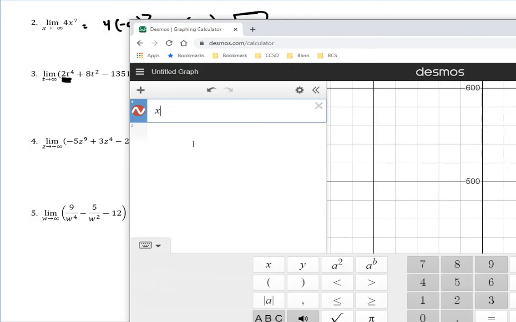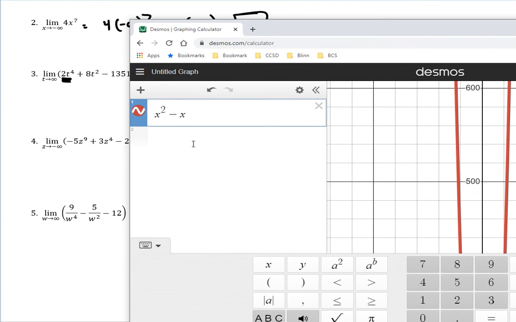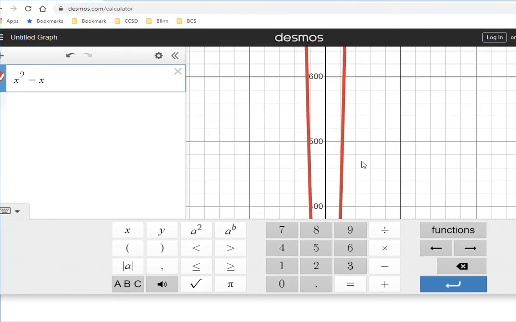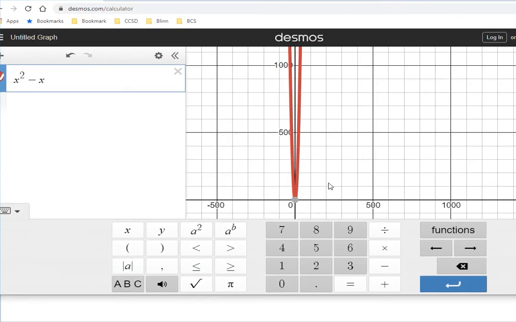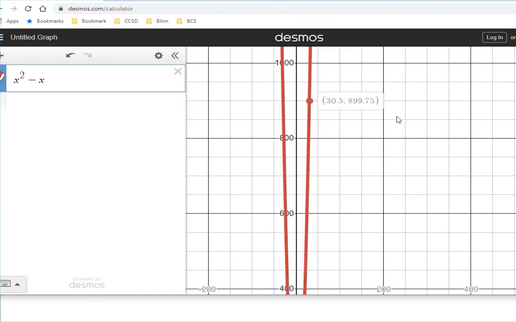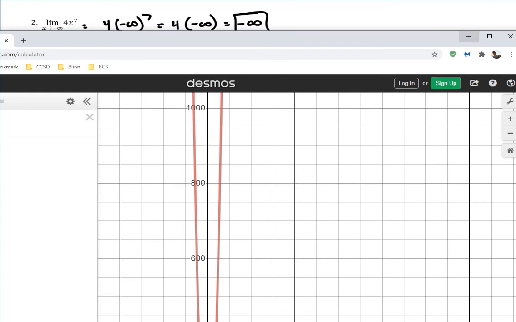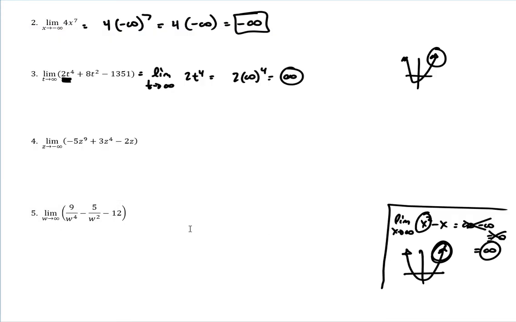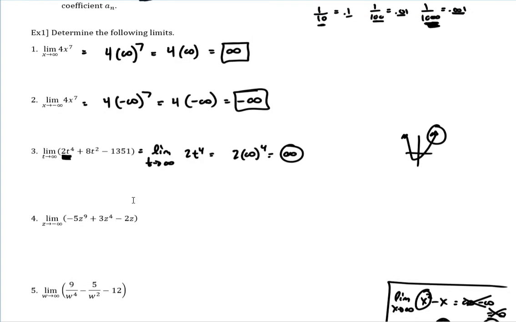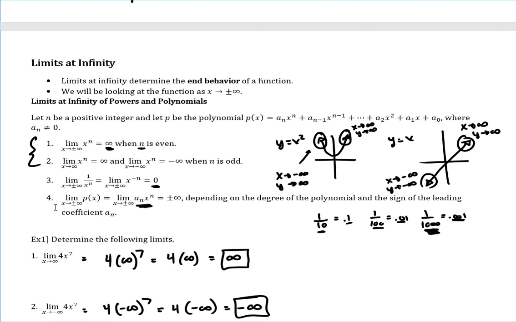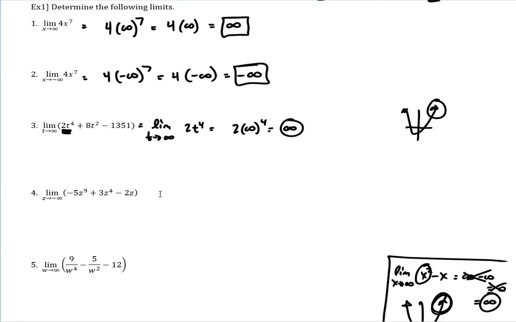Just to check, just to show it with the calculator, x squared minus x. I said it's a parabola, and there's the parabola that we can see. From the right, it's going up forever, and from the left, going up forever still. So that way you can still get your answer. Or if you're very comfortable with the rules that are right here, that's fine too. I would just say be extra careful, because they don't take very long either way.